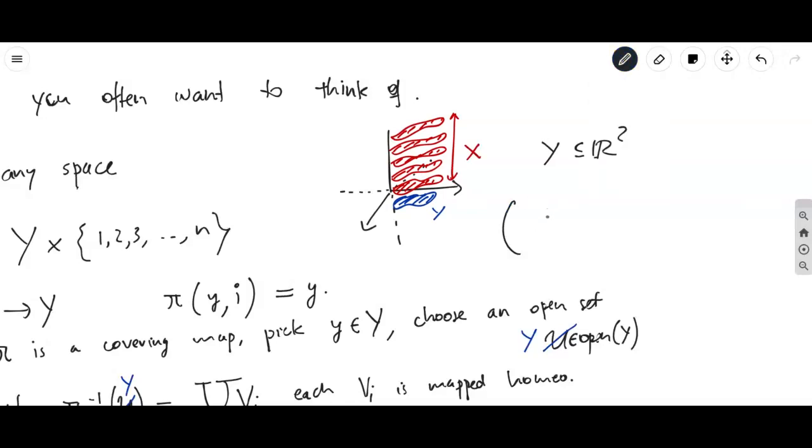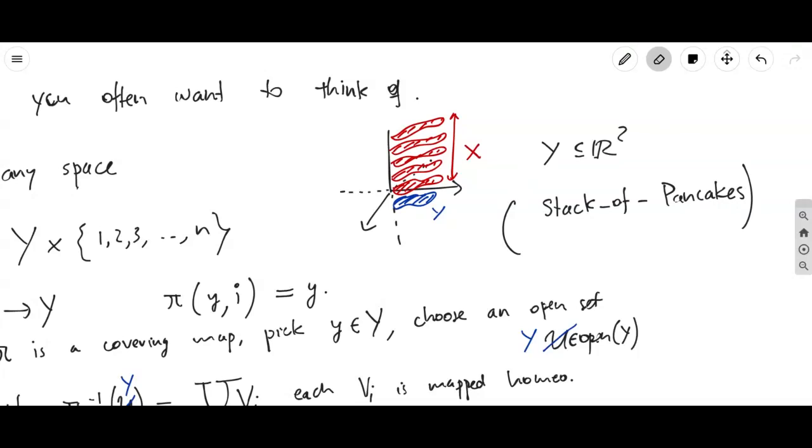So this example is called the stack of pancakes. And this is often the way people visualize a covering map: when you take an open set and pull it back, it pulls back to a stack of pancakes above it, and anything in that stack is then mapped homeomorphically to that open set.